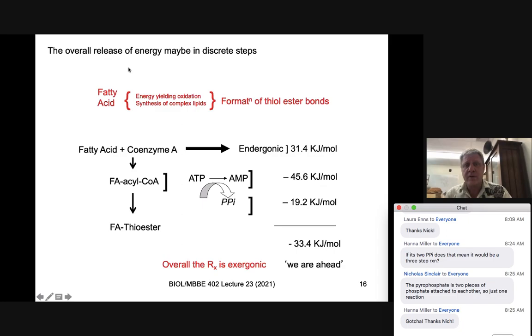So the overall release of energy might be in these little discrete steps in regards to the manipulation of the main energy source in the form of ATP, to go through this capacity to have the acyl-CoA come off to produce the thiol ester. And remember that thiol ester in its own right, if we cleave that thiol ester from the fatty acid, we're going to get a lot of energy also, and that's going to drive that reaction. But we're going to study more of this when we see beta oxidation in coming weeks.